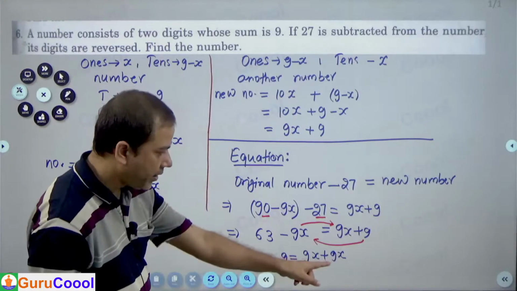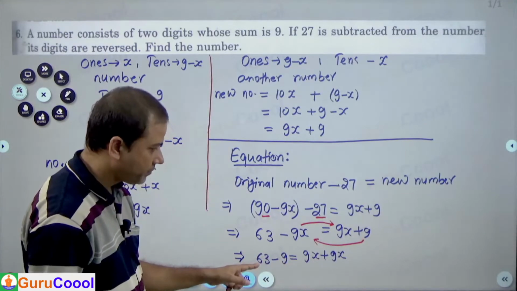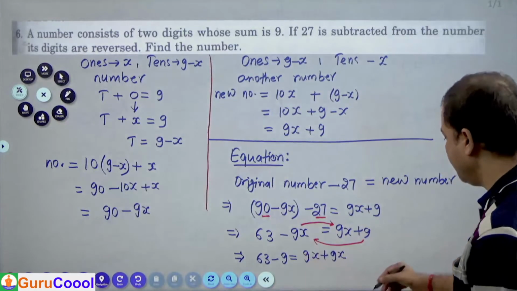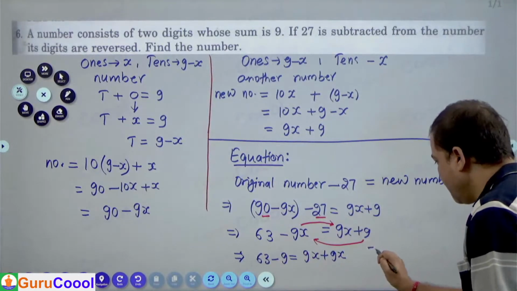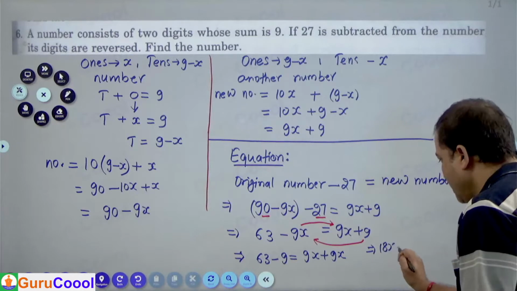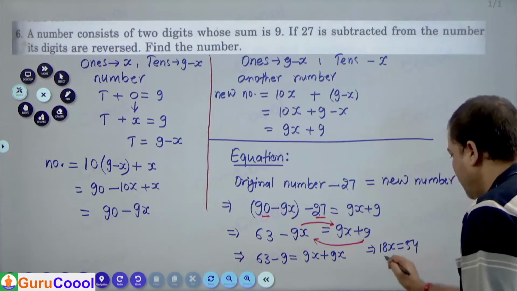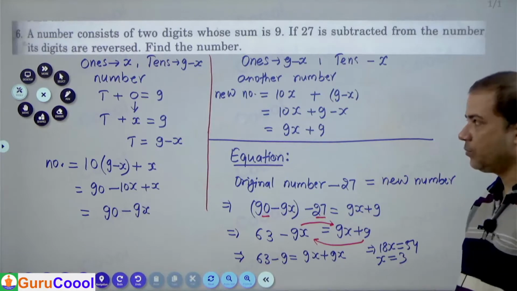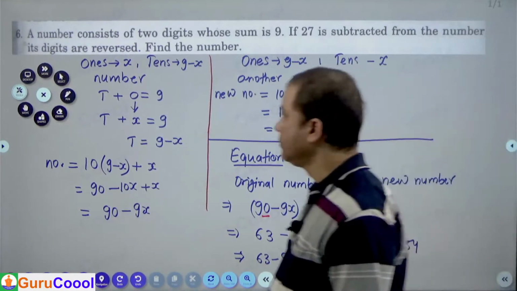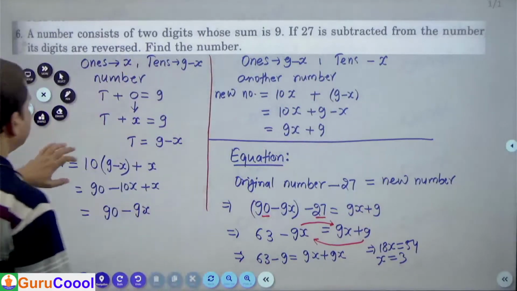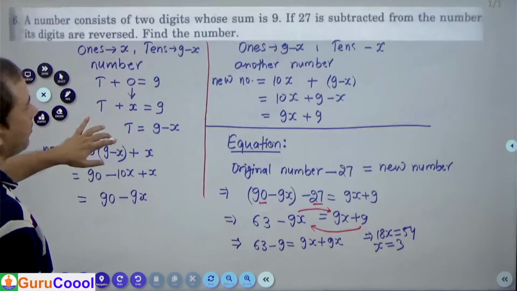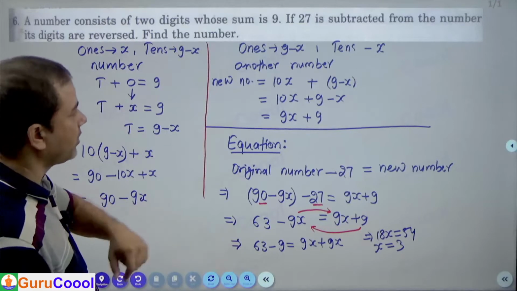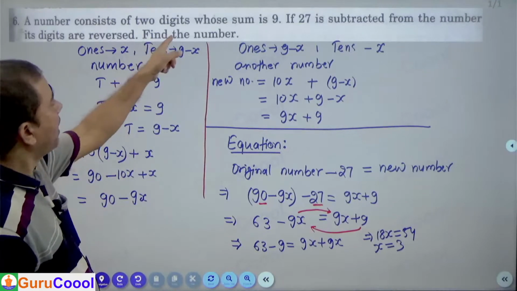So it is 18x equal to how much? 54, right? 18x is equal to 54. So x equals 3. x equals 3. It took much time to solve it. x equals 3. Question is telling find the number.